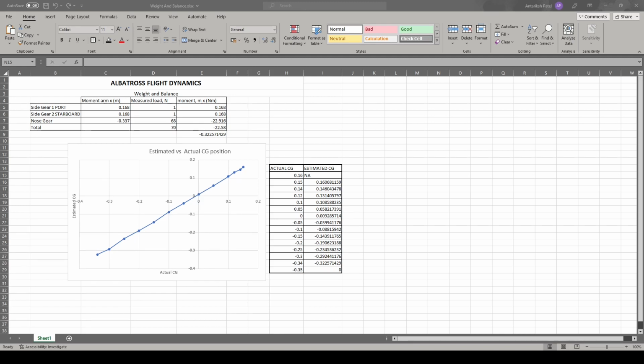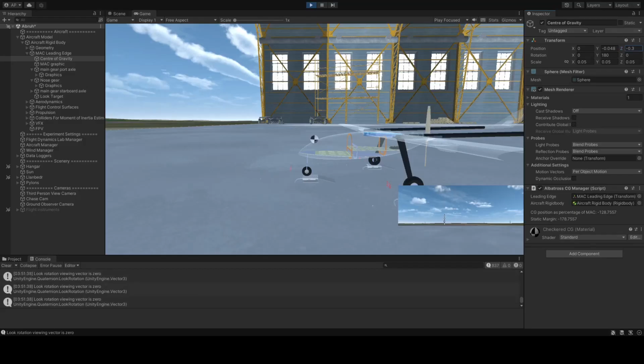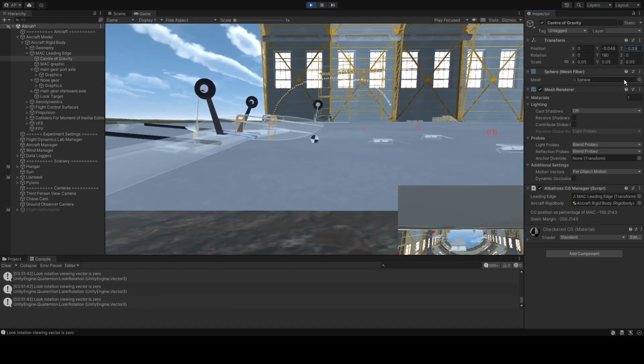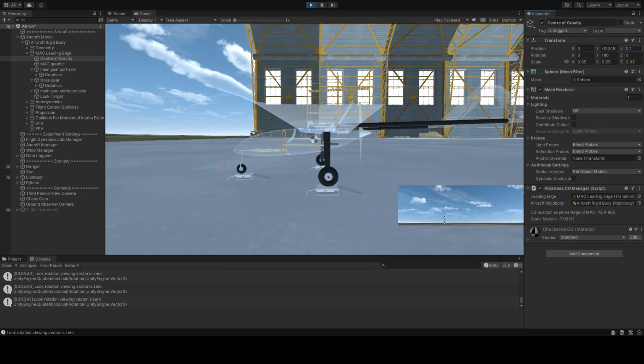Note that there are no values for the estimated CG when the actual CG is 0.16 and minus 0.35. This can be shown in Unity. When the CG is set at minus 0.35, the aircraft tips nose down as seen here. When the CG is at 0.16, the albatross flips the other way due to the nose up pitching moment. This can be shown here.